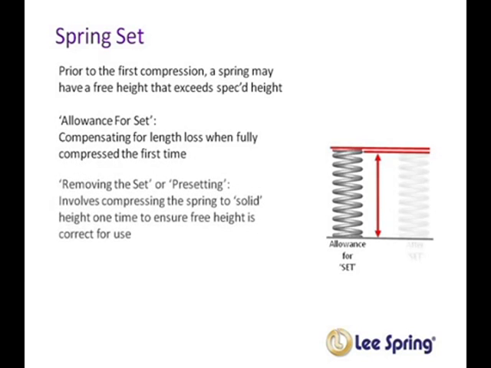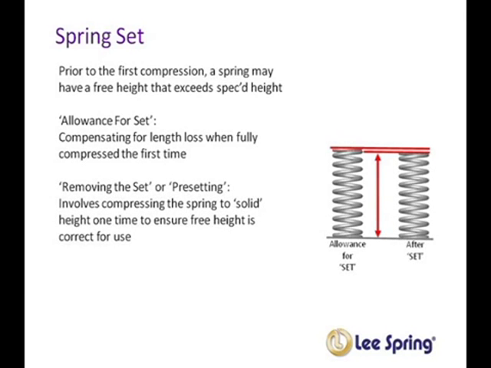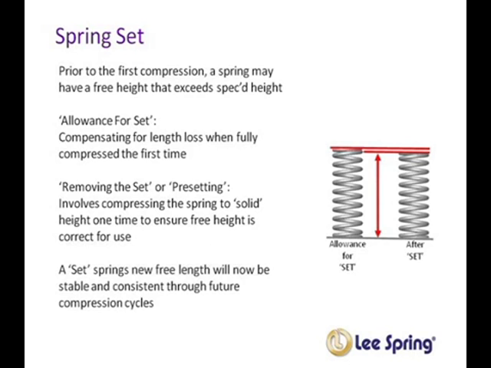Another method is known as removing the set, also known as presetting or a set spring. This is an additional manufacturing step that may be done to ensure that the spring is at the correct free height for use. This process is done by compressing the spring to the solid height. A set spring's new free length will now be stable and consistent throughout the future compression cycles.